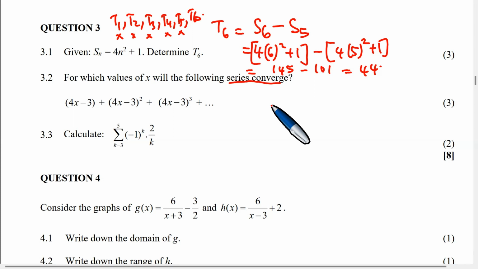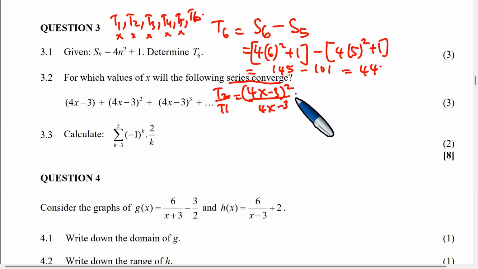If we're discussing series convergence, we must first get the common ratio, or the constant ratio. What is the constant ratio? The constant ratio is obtained by saying term 2 divided by term 1. What is term 2? It is 4x - 3. Then term 1 is 4x - 3. You divide everything, you get 4x - 3.